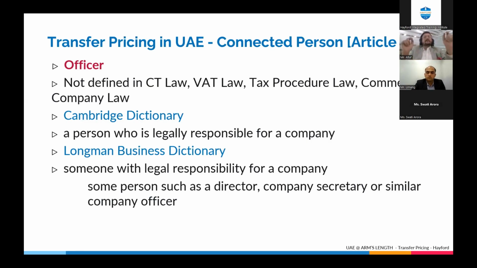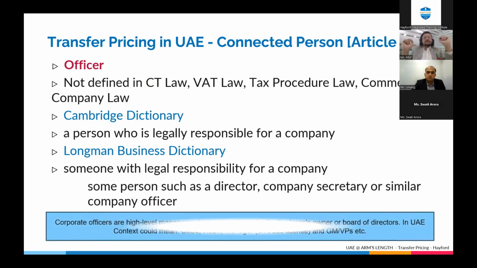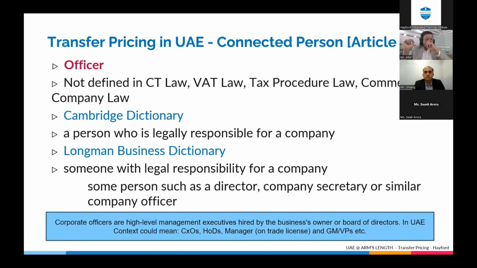If you go to the next slide, I think the word CXO is meant. So if you read that blue box at the end, it's rightly put that this word officer could mean heads of departments, even CXOs, all the C-suite officers, any manager. And yes, you might be surprised at why the word manager is coming here. Why would a manager be seen as an officer?